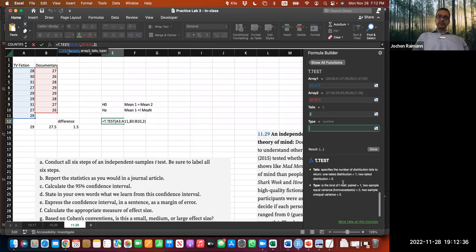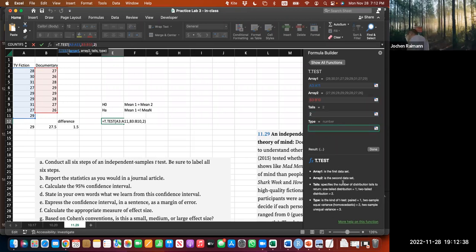And with the type, it's becoming a little bit tricky because we have 3 choices again. We have paired, which we know it's not. We have 2 samples with equal variance, homoscedastic. Or we have 2 samples with unequal variance, heteroscedastic, which is 3. What makes us think of unequal variance is that we have different sample sizes. We have 9 in one and 8 in the other. That makes us think of 2 samples of unequal variance. So that would be 3.